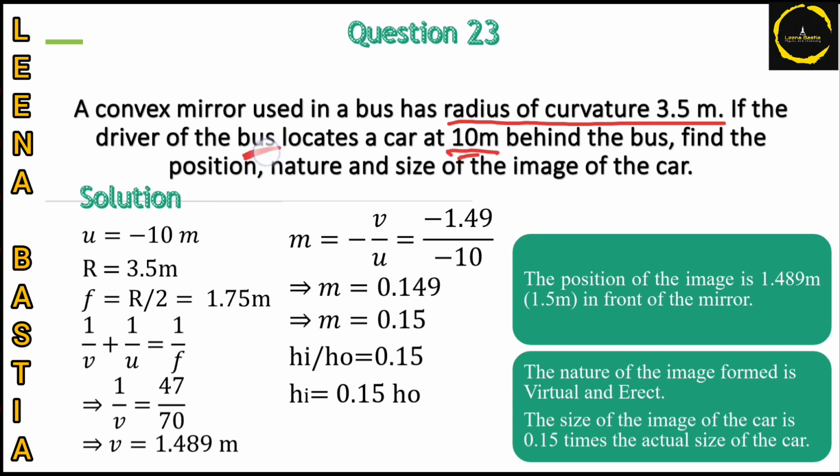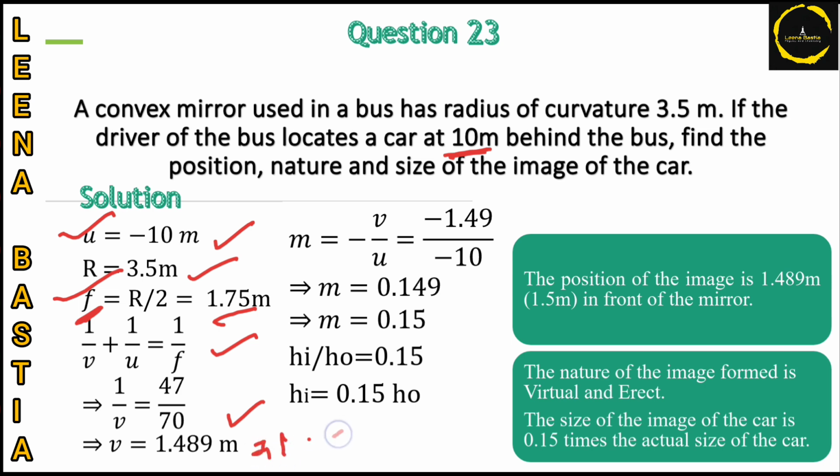Here the bus mirror is the convex mirror, it is written, and the car is the object here. So let us substitute whatever given data that we have: u equal to minus 10. Here r is given, 3.5 meter. So we can easily calculate the value of f, that is 1.75. Now substitute the value of u and f in the mirror formula, you will get the value of v. Value of v will become 1.489, or tentatively you can also write 1.5 meter.